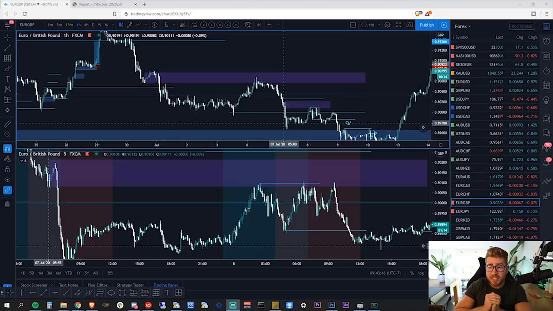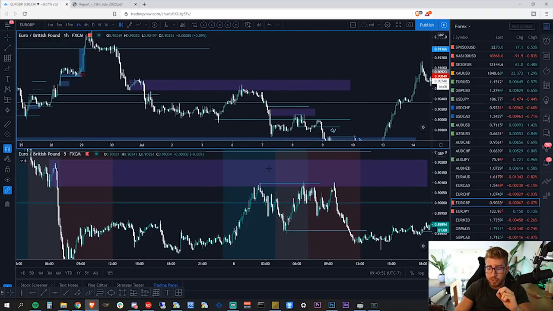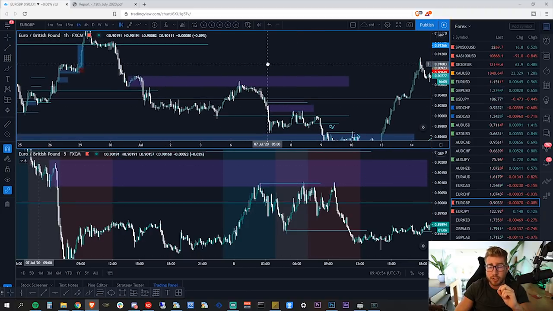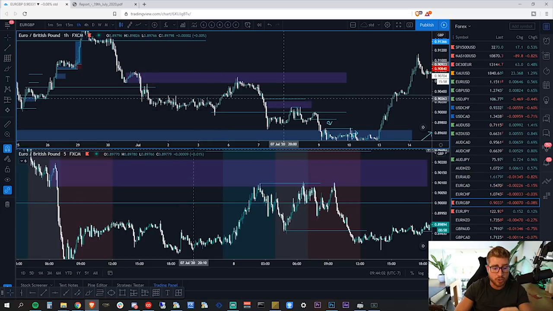So the first thing that is not optional is this is a trend-based strategy. So the first thing you're going to have to do is follow the trend. And what I mean by that is we're going to be following the trend on the higher time frame and the lower time frame. This is why I use two charts here.